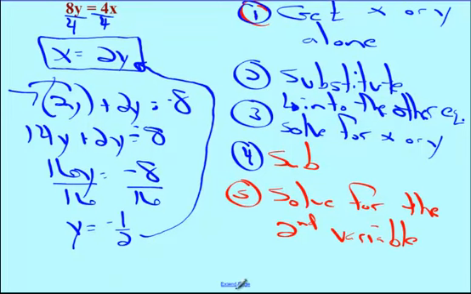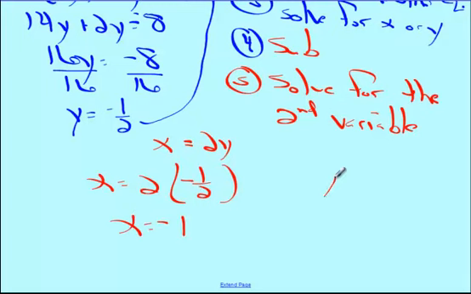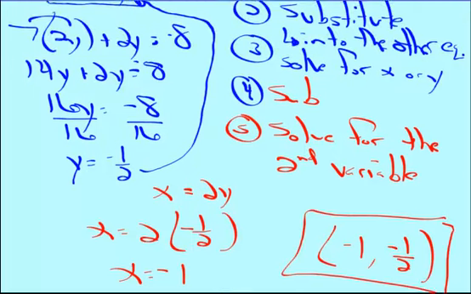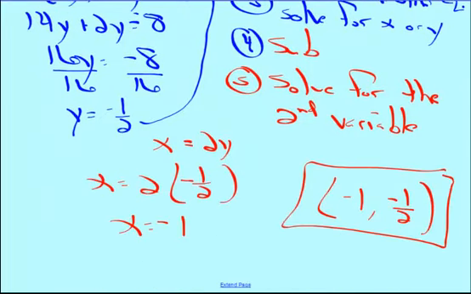Alright, so I have x equals 2y. So just brought that down from up here. I know y equals -1/2. So x equals 2 times -1/2. So what's half of 2 is 1, and negative times positive is negative. So x equals -1. So the ordered pair is -1 and -1/2. So these two lines would cross on the coordinate plane at -1 and -1/2.